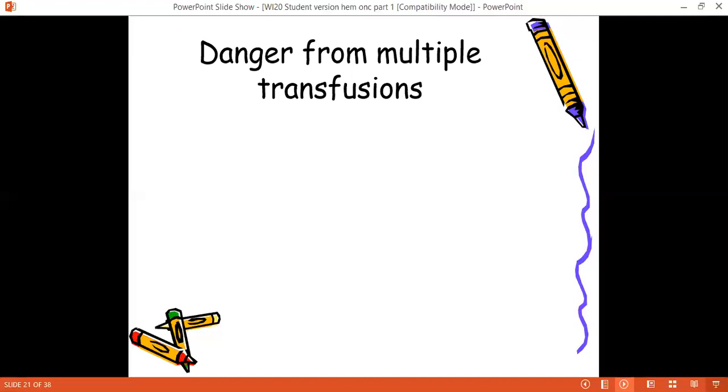Some of the dangers from those: hepatitis, hemosiderosis, that's when iron is stored in the tissues. Iron is not stored in the correct spot, it's stored in the tissues, and that's called hemosiderosis. And then we've talked about this before, the more you're exposed to something, the more likely you are to have reactions. So there could be some reactions.